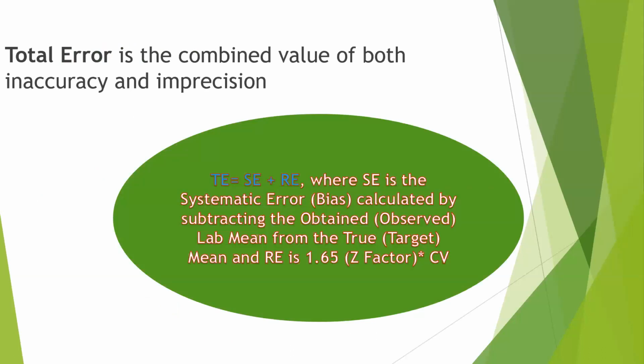Total error is the sum total of systematic error and random error, where systematic error, the bias, is calculated by subtracting the observed mean from the true mean, and random error is 1.65 times the CV. That is one way of putting across total error.